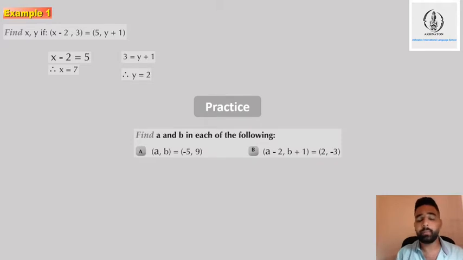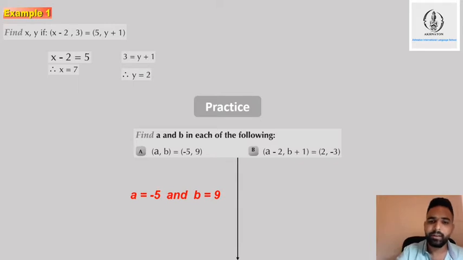Okay, now you can pause the video and try to solve this example. Find A and B in each of the following. Okay, let's start to solve it. Question letter A: (A, B) equals (negative 5, 9). We said that the first projection equals the first projection, so A equals negative 5 and B equals 9.